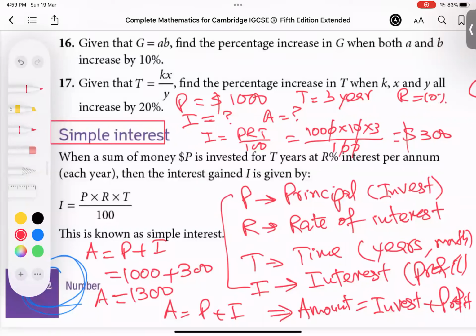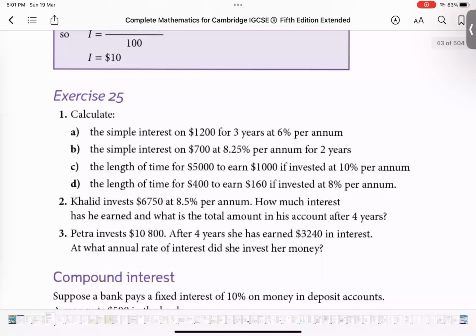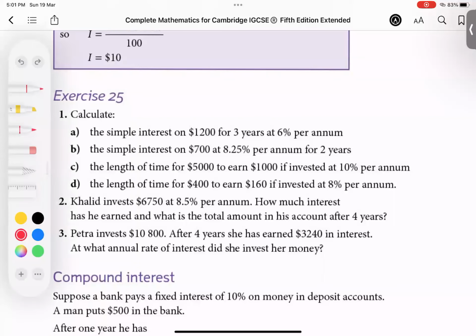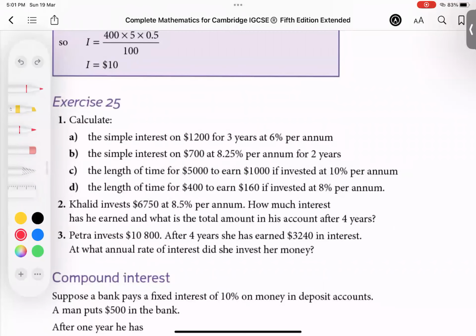Now let's start some practice. Yes, students, I think we should start some practice. I'll give you some questions, not many. Let me read: calculate the length of time. Length of time is a question mark, so T is the question mark. 400. I think you can try this part D. You can also try question number 2, and question number 3 will be your last try. Wait a minute, let me check.